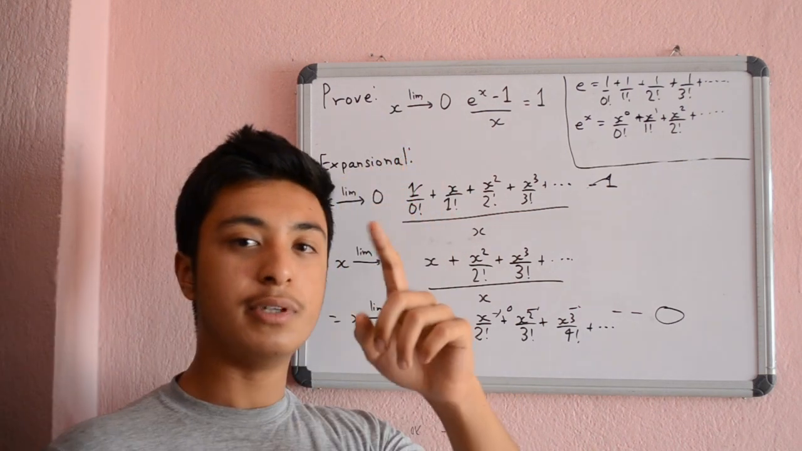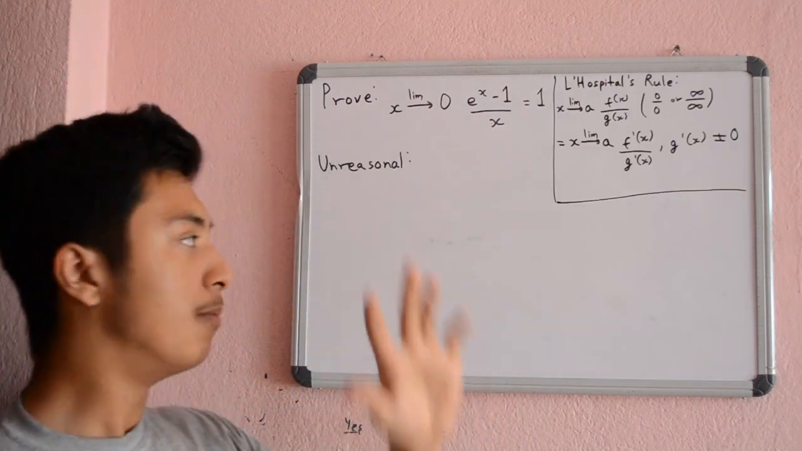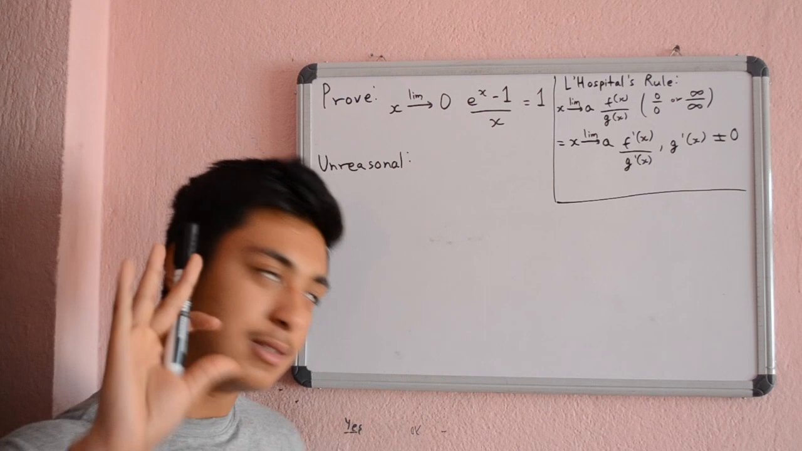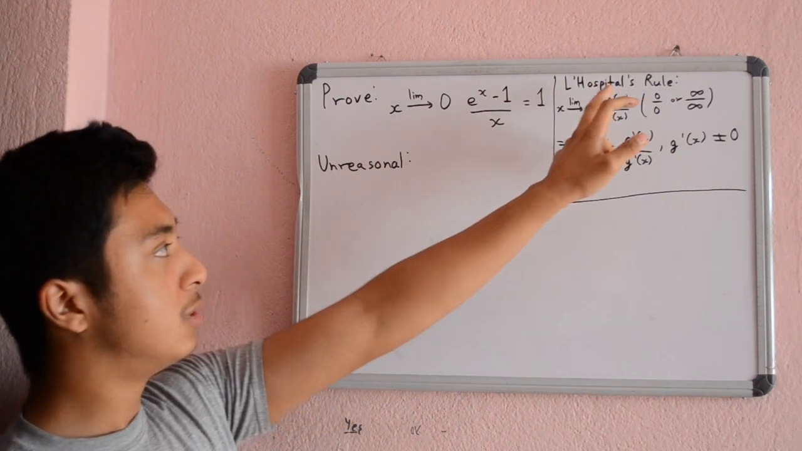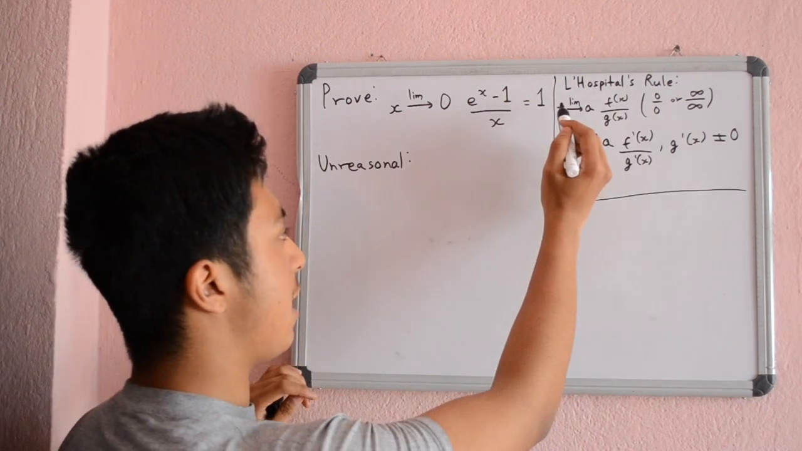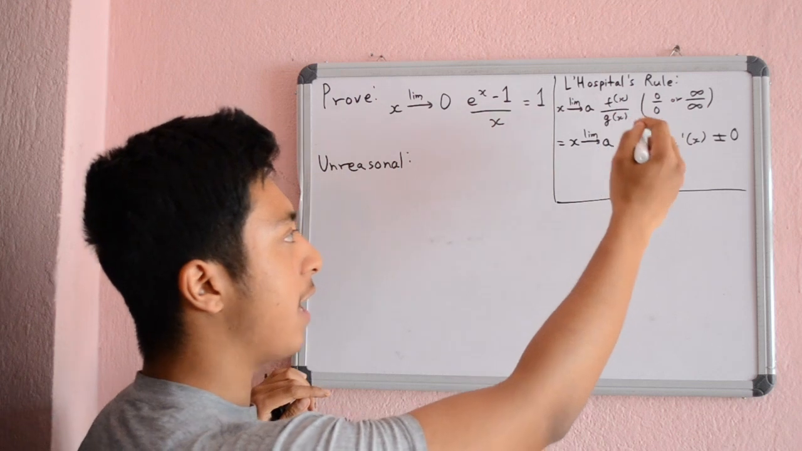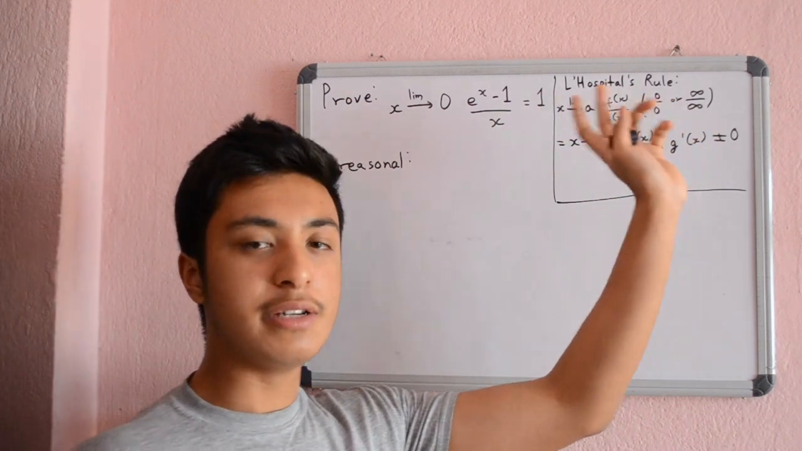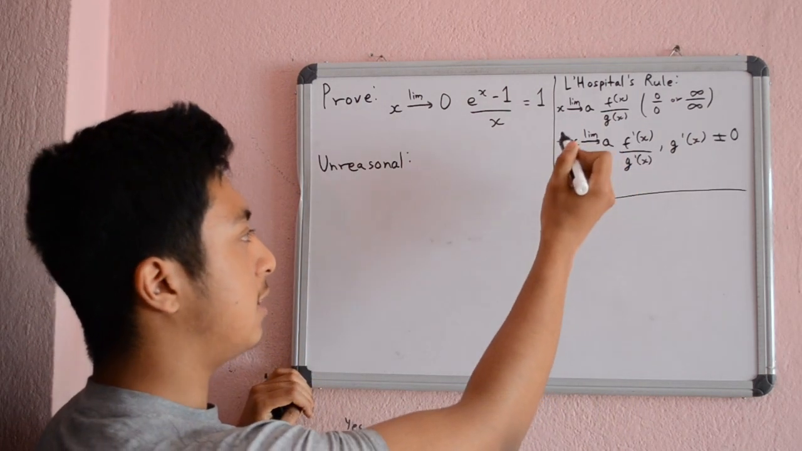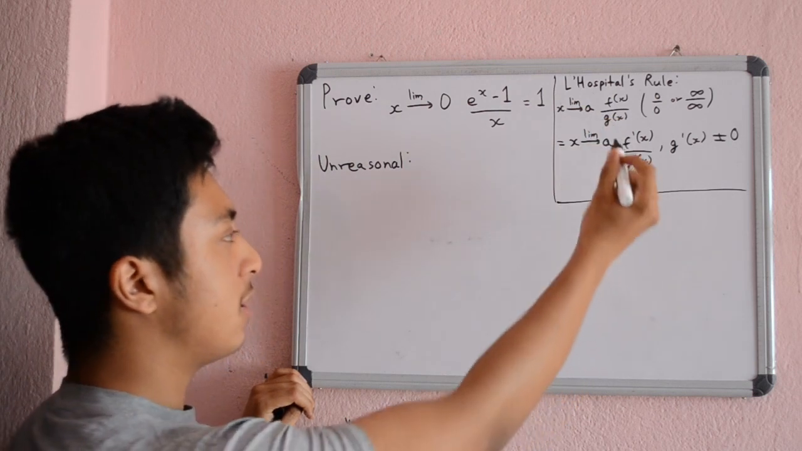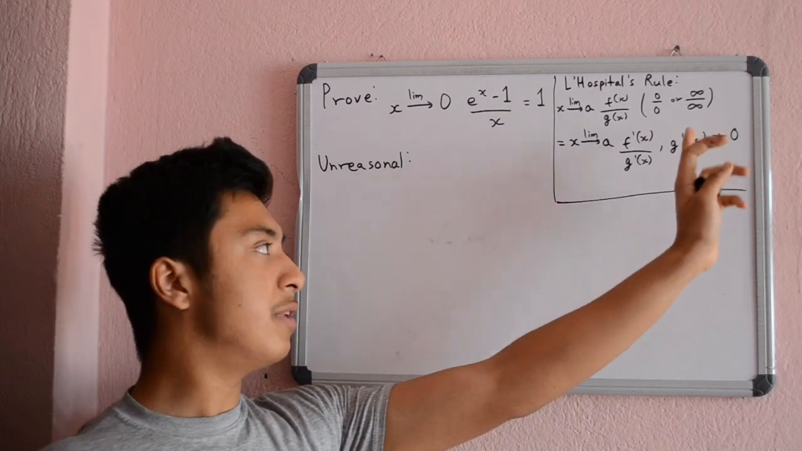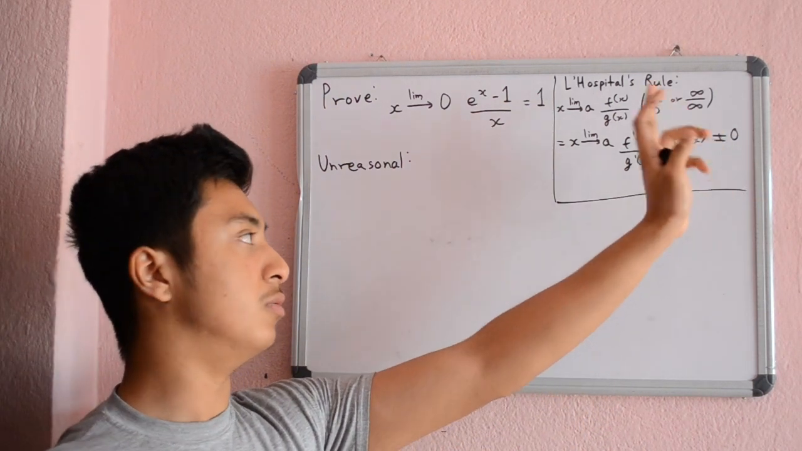Now let's go to the unreasonable method. For the unreasonable method, which actually should be the unreasonable method, but I wanted to make it rhyme in the thumbnail, we're going to have to use L'Hospital's rule, which briefly is, if as x approaches a, f of x by g of x is in the form of 0 by 0 or infinity by infinity indeterminate form, then this limit is equal to, as x approaches a number a, f derivative of x by g derivative of x, as long as the derivative of g of x is unequal to 0.